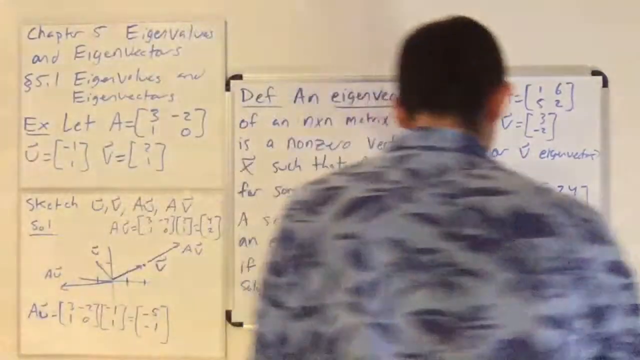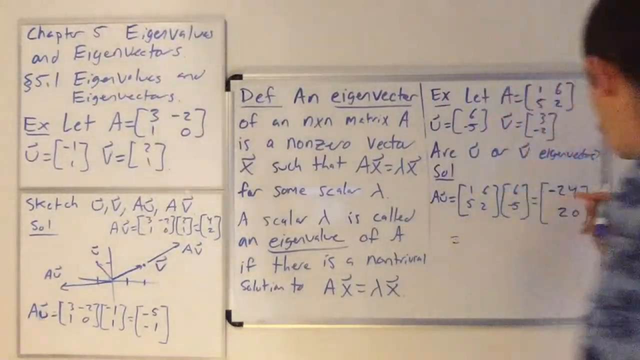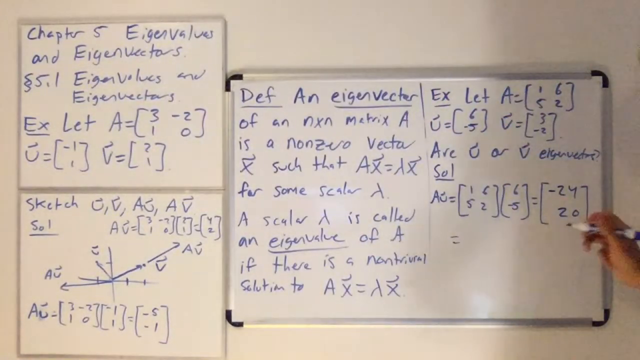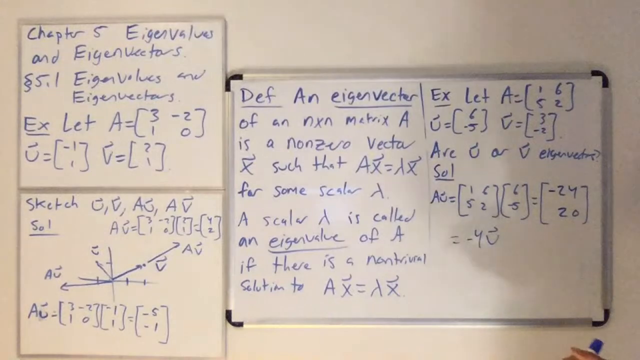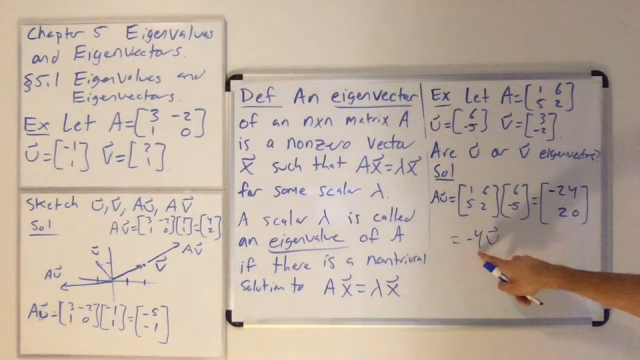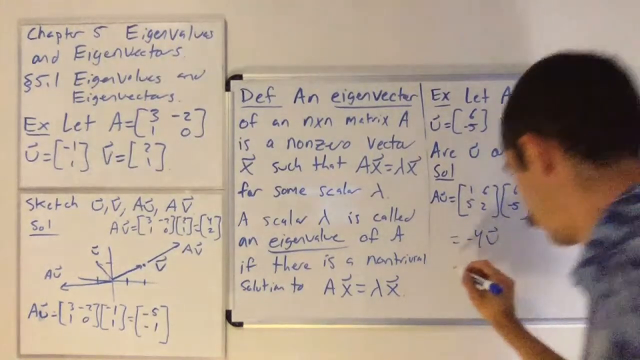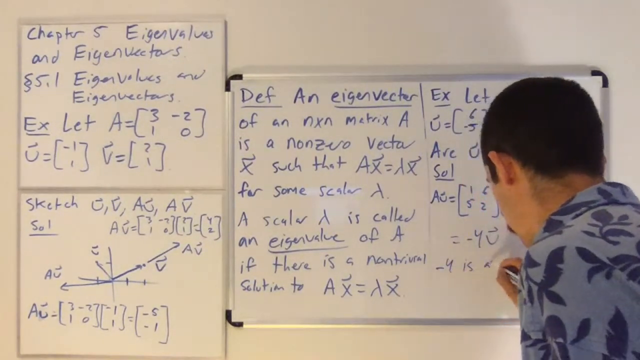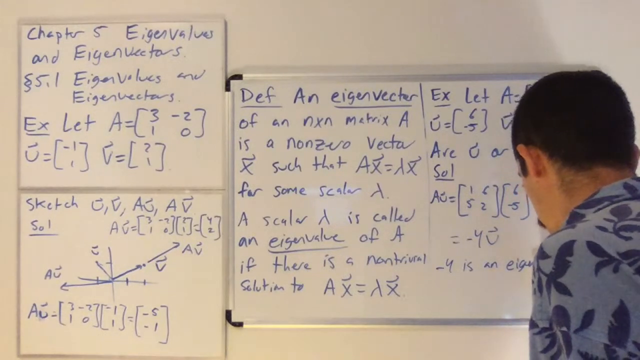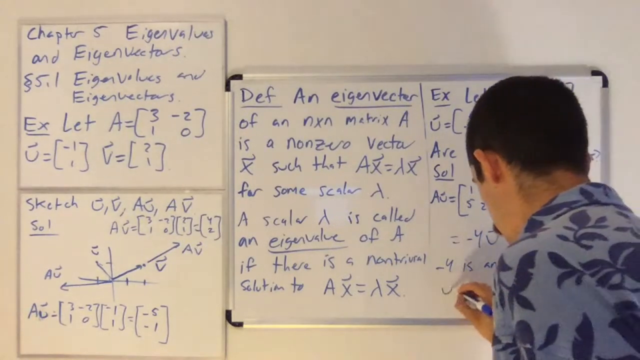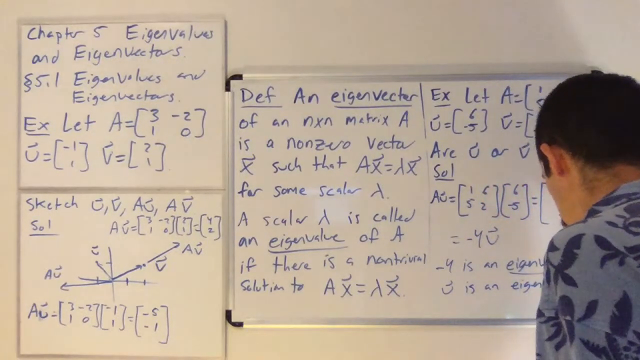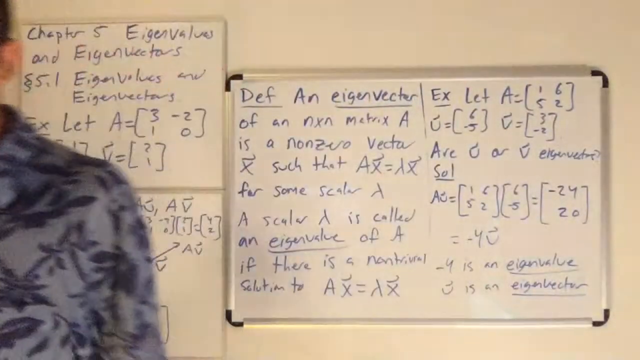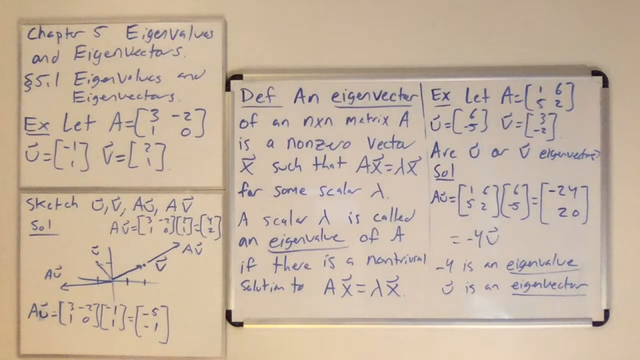Yeah, it is an eigenvector, right? Because this is just negative 4 times U. And so negative 4 is an eigenvalue. And the vector U is an eigenvector. Okay, and now let's do the other multiplication.